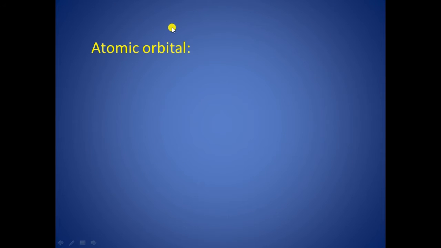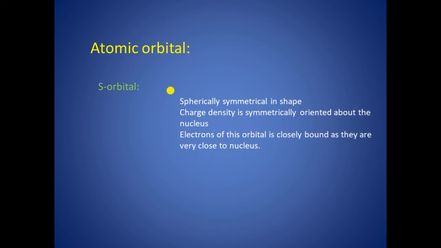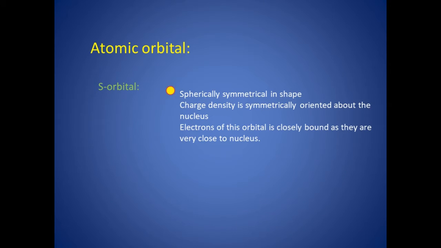In this video, we will learn atomic orbital in the context of organic chemistry. It is a region in space where an electron is likely to be found. There are different kinds of orbitals which have different sizes and different shapes. Different types of orbitals are s orbital, p orbital, d orbital and f orbital.